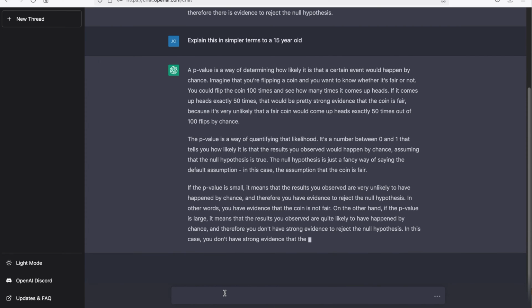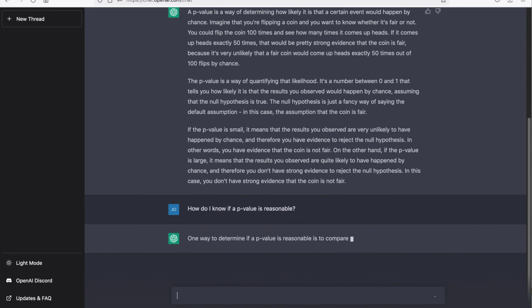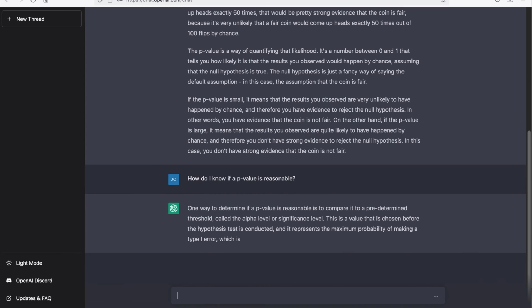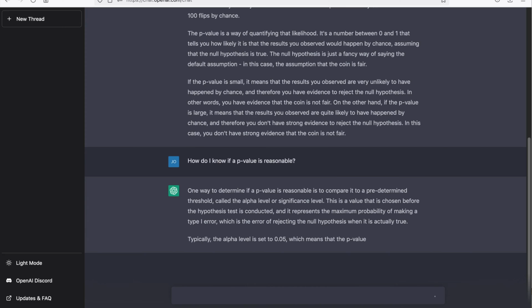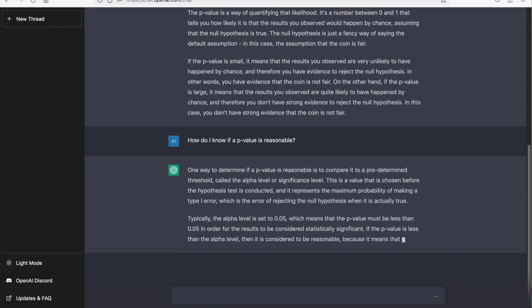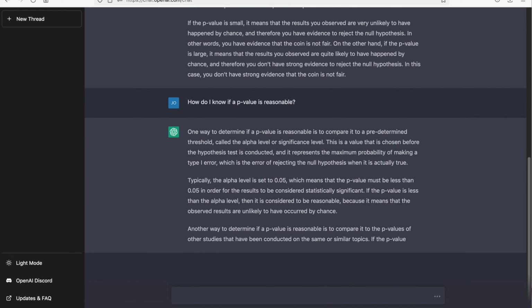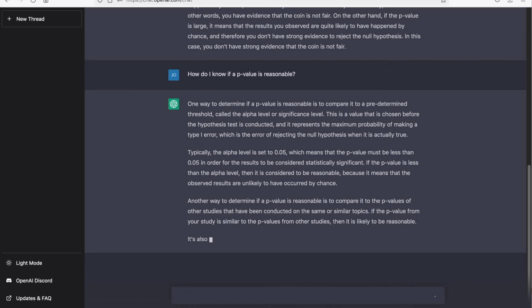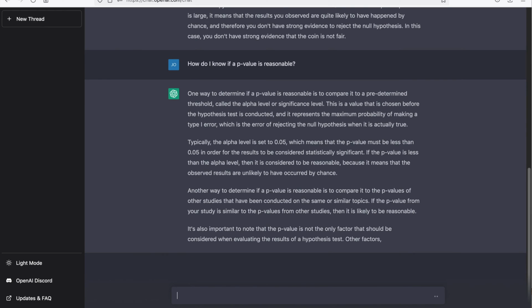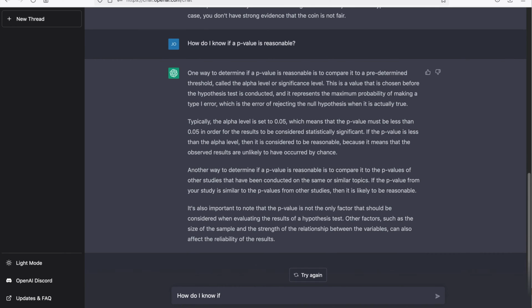But again, if I'm a 17-year-old student and I'm starting to understand this, I'm still going to have some questions. So one of my questions might be, how do I know if a p-value is reasonable? One way to determine if it's reasonable is to compare it to a predetermined threshold called alpha level or significance. And again, it might be a little bit complex, a little bit confusing. So I'm going to reframe my question and ask, how do I know if my p-value is unreasonable?